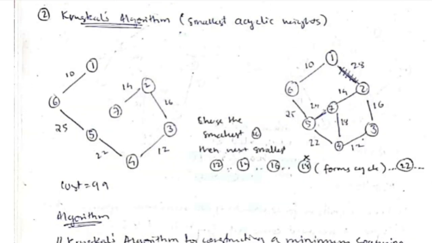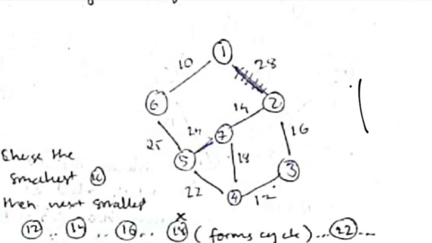The next one is Kruskal's algorithm. In this we have to select the smallest acyclic weights. Let's see what it is. This is the same graph as the previous one. There is nothing selected here, this is the normal graph. So we'll be using Kruskal's algorithm.